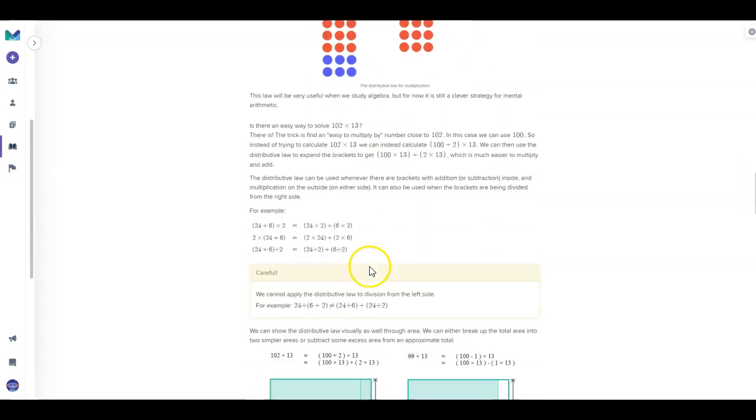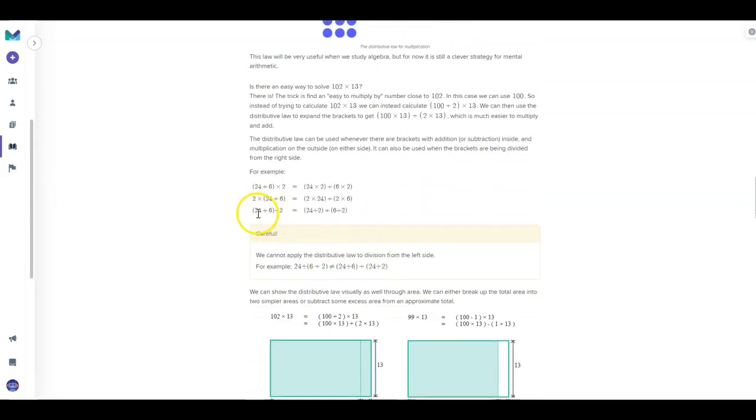So if we look down here, there's an example of that, okay? 24 plus 6, so it's an addition in the bracket. It could also be a subtraction in the bracket, divided by 2. The division is on the right-hand side of the bracket. In that case, we can still do the same thing. 24 divided by 2 plus 6 divided by 2. That will still give us the same answer.